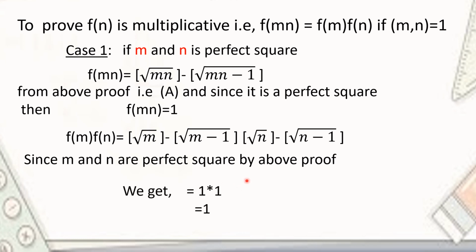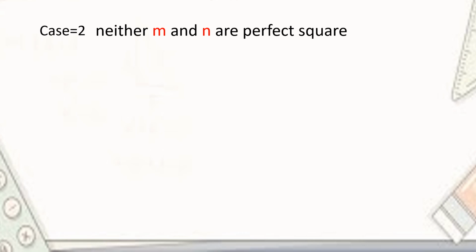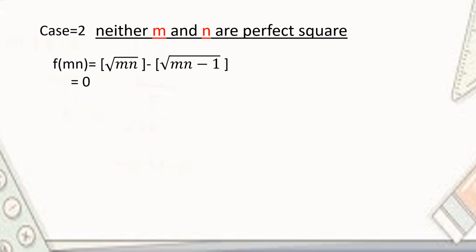So we'll see the second case now. Case 2, that is m and n are not perfect squares. First we will define the function. f of mn is equal to the integer part of root of mn minus the integer part of root of mn minus 1. How do we get 0? We have already proved in property A the otherwise condition. The otherwise condition says that if n is not a perfect square, we can substitute it as 0. So we have concluded that f of mn is equal to 0.